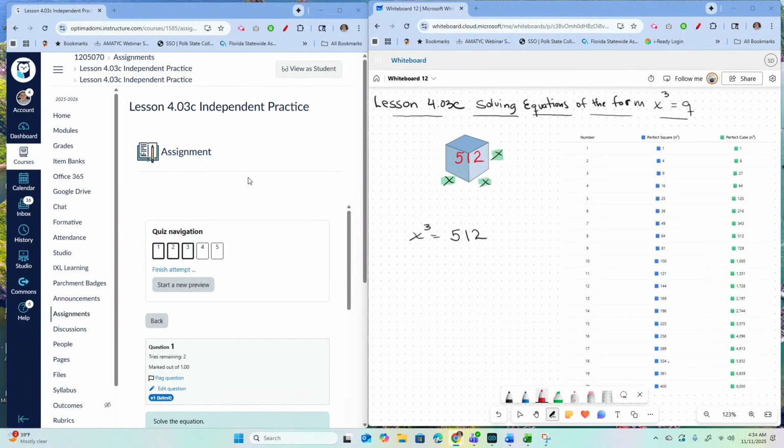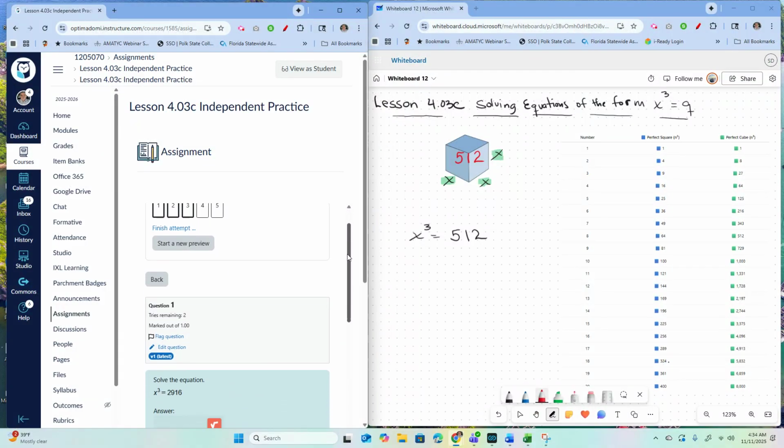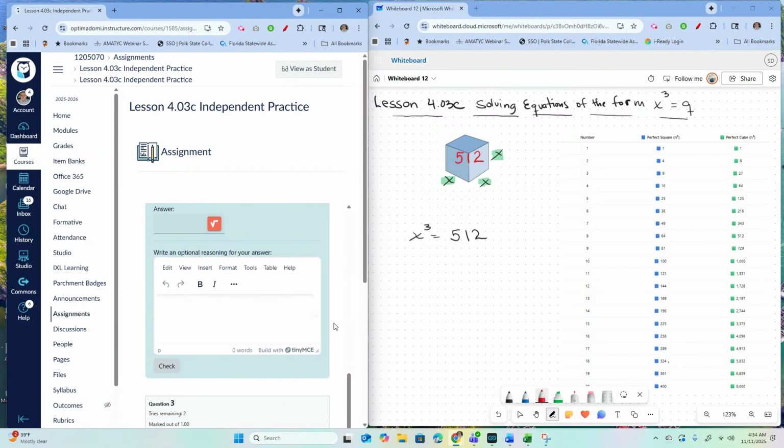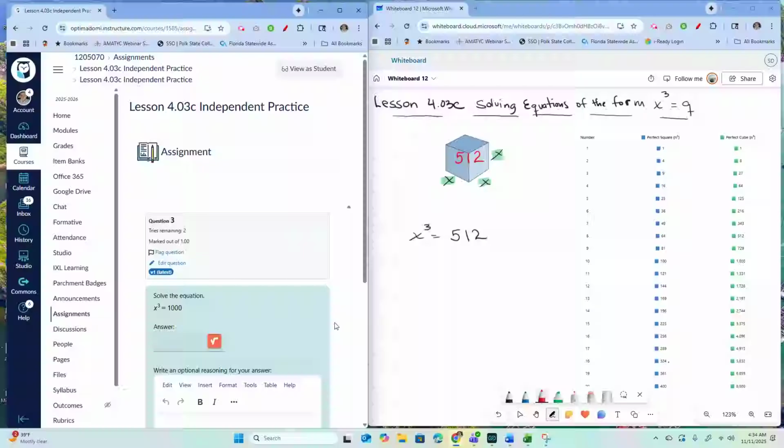All right, here's lesson 4.03, independent practice. I'm not going to start with number one and number two. I'm going to start with number three because those are the easier ones. Three, four, five are easier. One and two are a little bit more complicated. So I want to start with number three.